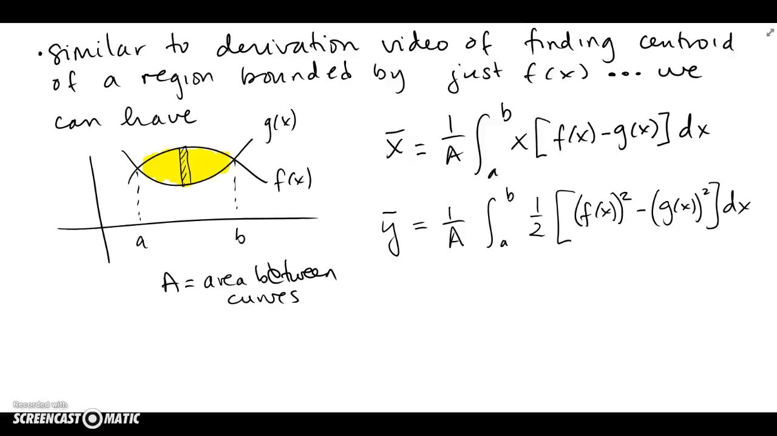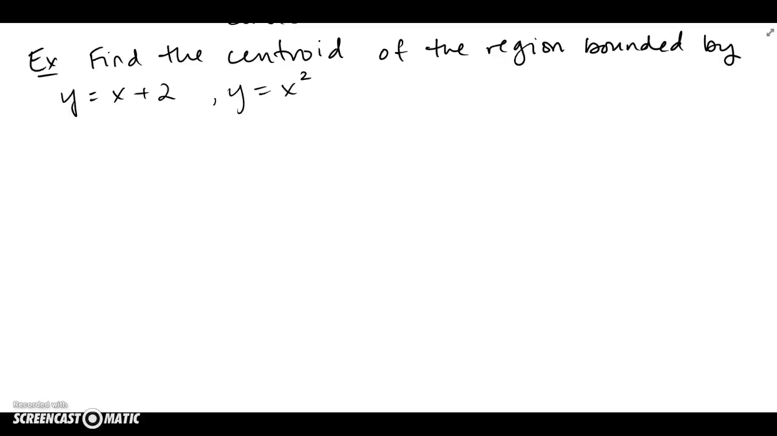So let's go look at an example where we look at a region that's bounded by two curves. Okay, we have find the centroid of the region bounded by these two curves. It looks like it's just a line with a positive slope and a parabola opening up.